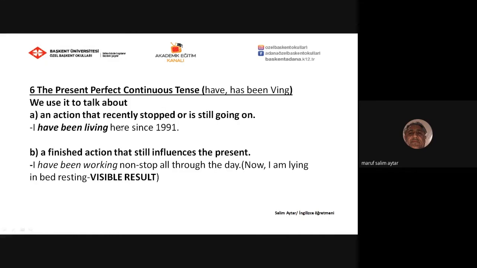Then comes the present perfect continuous tense. It is used like have been plus verb-ing. We use it to talk about an action that recently stopped or is still going on. Okay, it may have just stopped, or it may still be going on. It is like, I've been living here since 1991, suggesting that I am still living here.